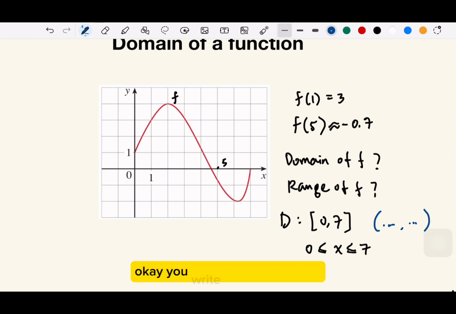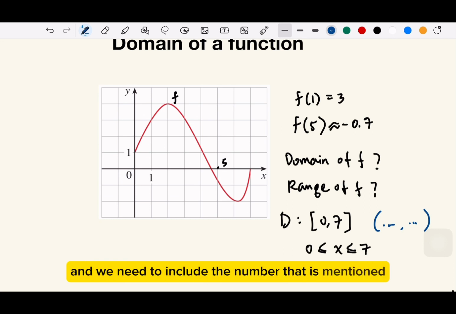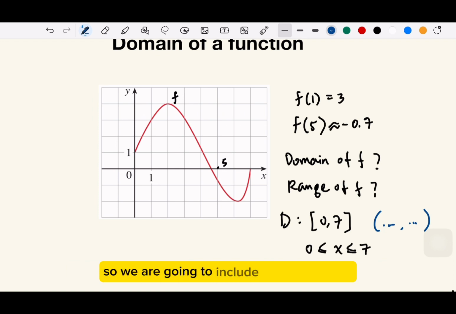If you write with this bracket, it means that the point here is not included. If you write with this more rigid bracket like this, we need to include this number. Since there's nothing wrong with our graph, we need to include the number mentioned here. So we are going to include the numbers 0 and 7. That's why we write this as our domain. Okay?